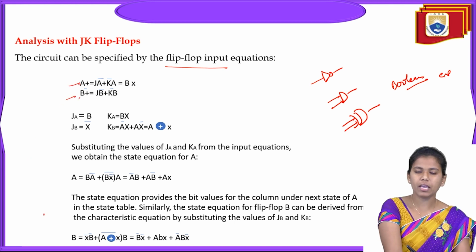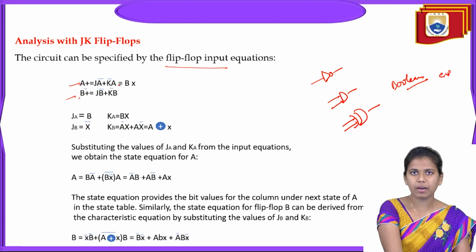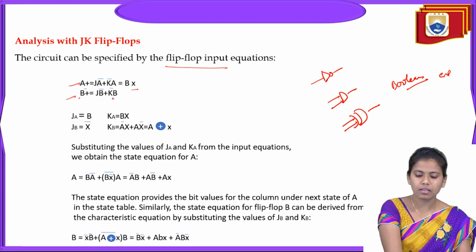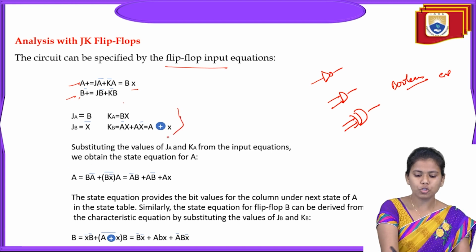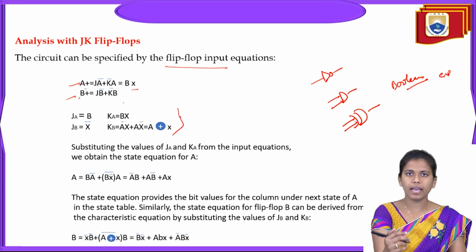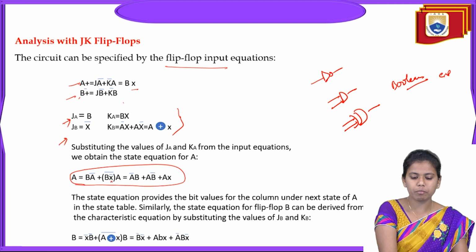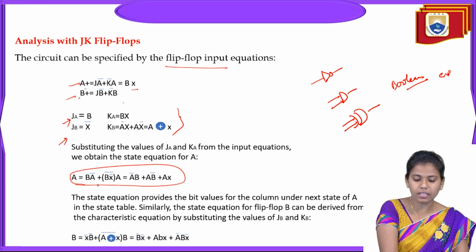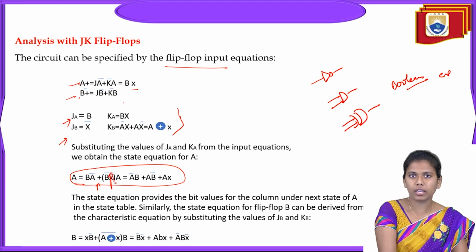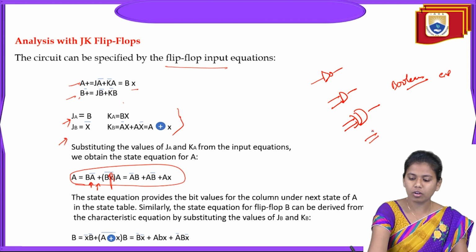As I said, A and B are the two states, and these two states follow JA bar plus K bar A, which is equal to BX, and the next state only has JB bar plus K bar B. Okay, so these are the two expressions with respect to the two states A and B. Now substituting JA and JB from the input equations, we get A as BA bar plus B bar X bar A. That is, we can see here the AND gate, the XOR gates, and also the OR gate.